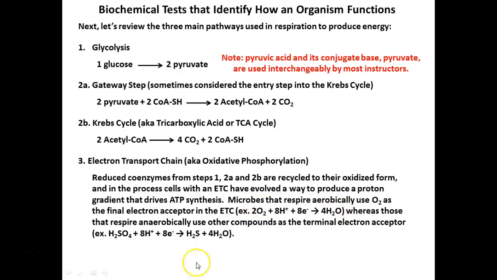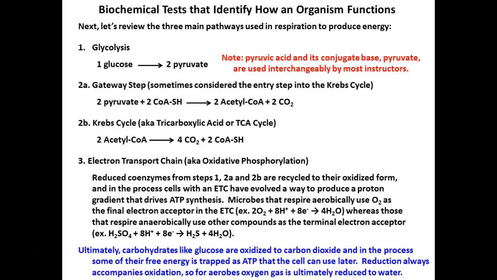is going to form water. Organisms that respire anaerobically, it means that they're not using oxygen. So they might be using something else like hydrogen sulfate and making hydrogen sulfide. All right, again, the electrons have got to go somewhere. So ultimately, we're oxidizing glucose, right? We're taking electrons away from it. We're releasing that carbon in the form of carbon dioxide. The free energy is trapped into ATP, so we can use it later.